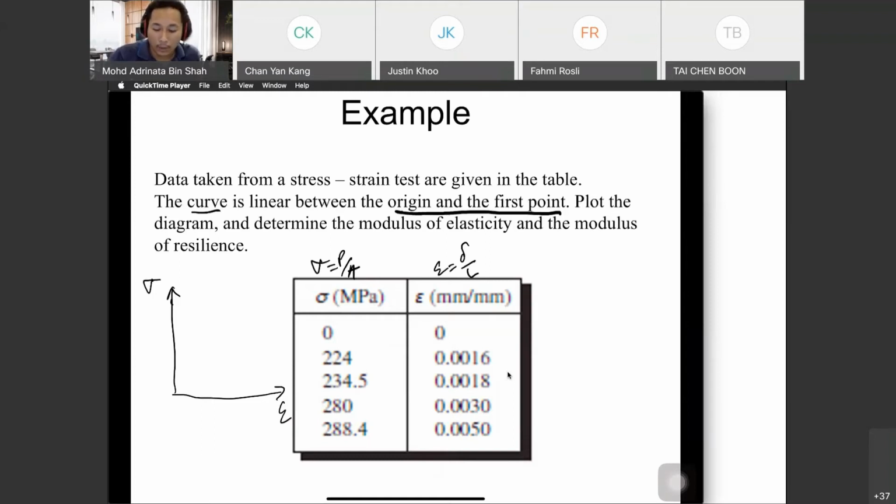Okay, so you need to plot your graph, strain. 224, a strain is 0.016, 234.5, 0.08, so 280, 224, strain is 0.3, 288.4, strain is, so this one.